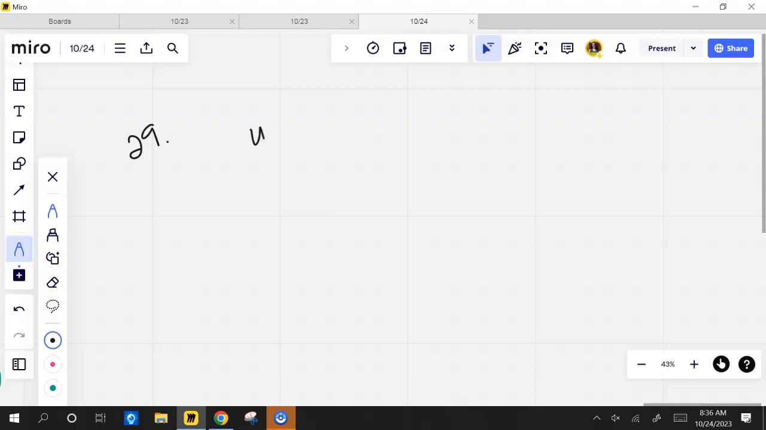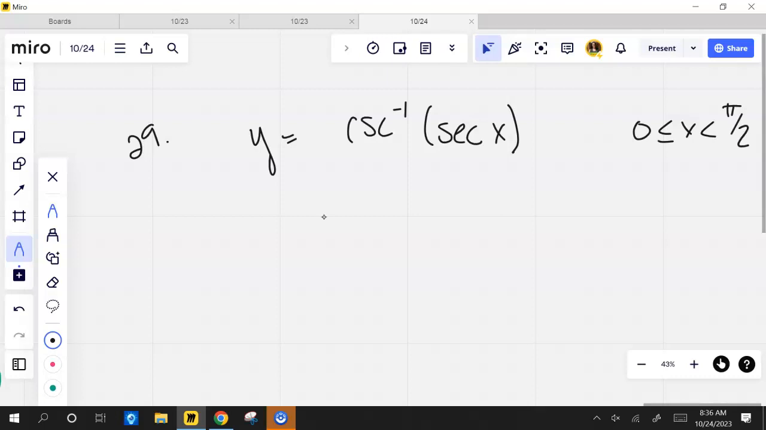Camden, you said 29. Inverse cosecant of secant, and it says x is between 0 and pi over 2. All right, so I just want to find the derivative here. Am I evaluating at a certain point? Find the derivative of the function. All right, so derivative.